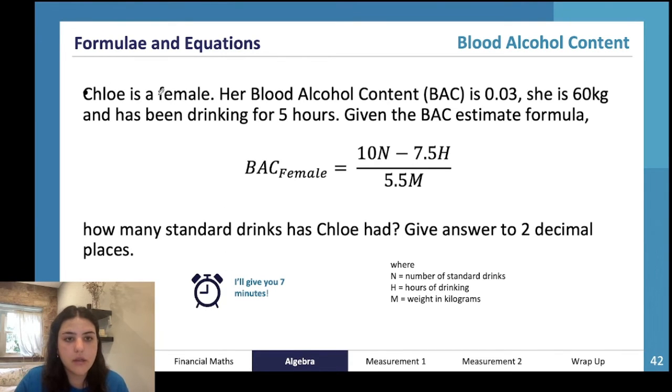Okay, so this question says, Chloe is a female. Her blood alcohol content, BAC, is 0.03. She's 60 kilograms and has been drinking for 5 hours. Given the BAC estimate formula, this is our female formula. We have a different formula for men. How many standard drinks has Chloe had? Give your answer to 2 decimal places.